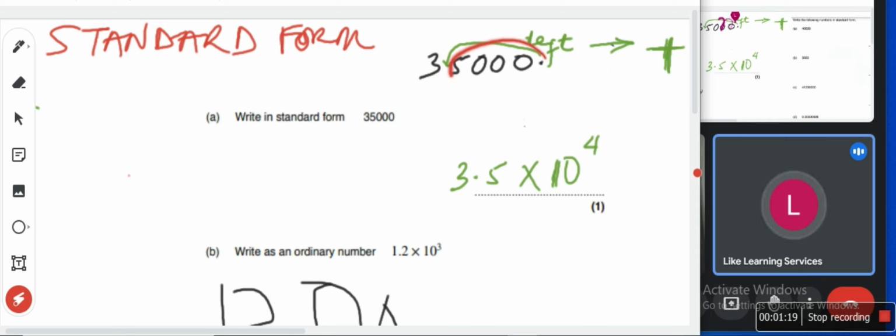If you move towards the left, it will be a positive. But if you move towards the right, it will be a negative. I will show you what I mean. So this becomes 3.5 times 10 raised to the power of how many places you moved? 4. Okay, let's look at this one.